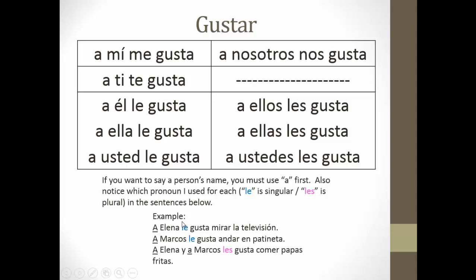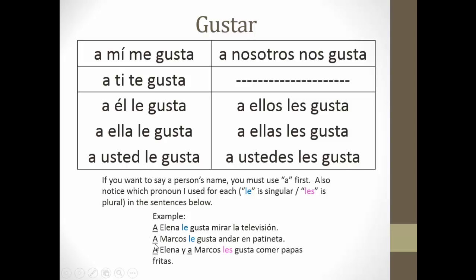Now notice, you have to have the le, and you have to use le here because you're saying she likes. Elena is a girl, so it's like saying a ella le gusta. But because you want to say Elena's name, you replace ella with Elena. A Elena le gusta mirar la televisión means that Elena likes to watch TV. A Marcos le gusta andar en patineta means that Marcus likes to ride a skateboard.